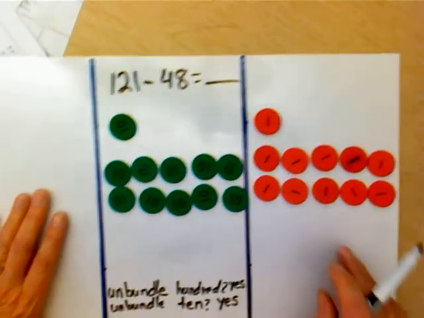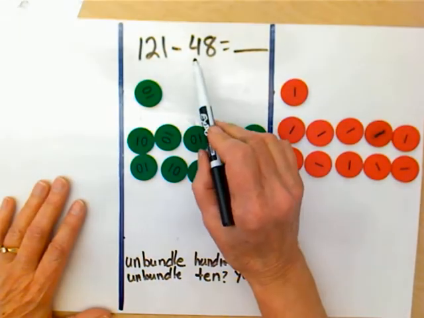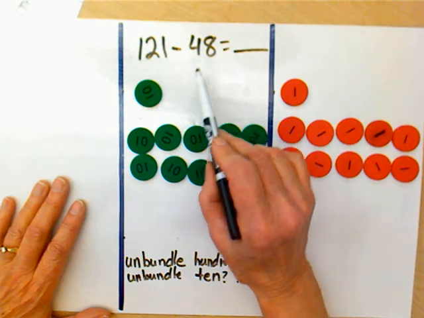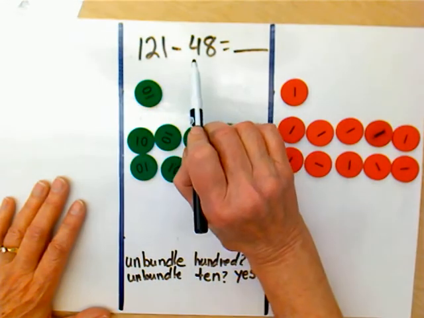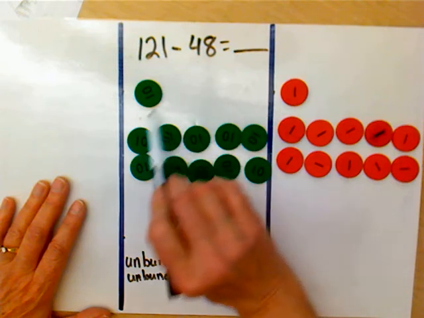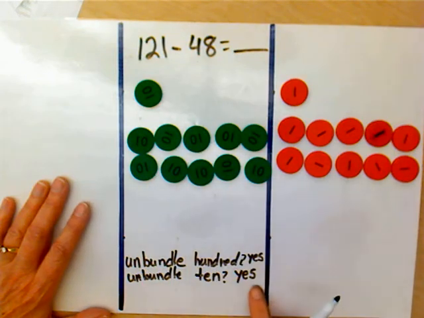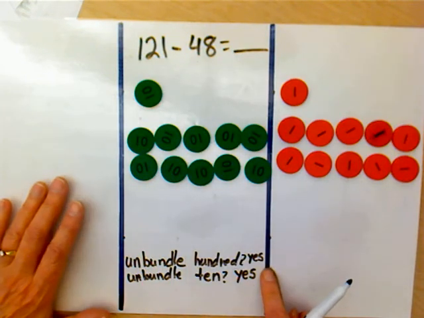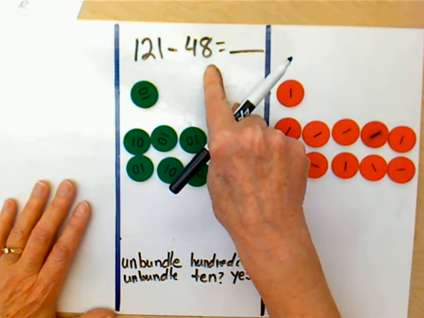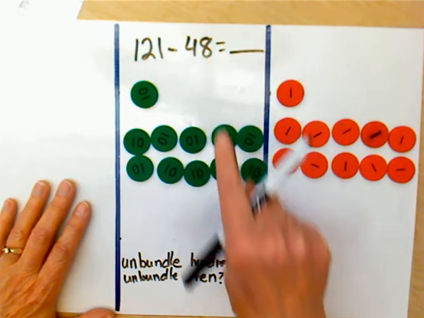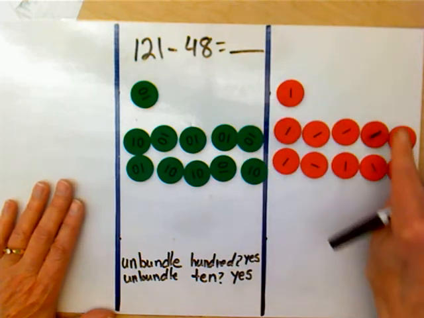And now I'm going to ask myself that question again. Can I take 4 10s from now 11 10s? I think I can probably take 4 10s away from 11 10s, knowing that I had to unbundle a 10 and 100. So I'm coming back to my ones, and again, I'm asking myself the question, can I take 8 ones away from now 11 ones?